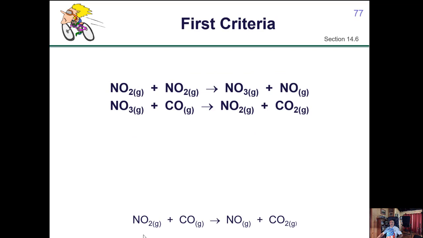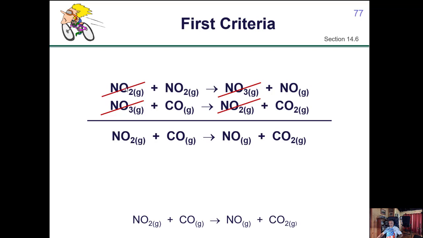Okay, so here we go. We're going to do the first criteria. Here is the balanced reaction. Here's your proposed mechanism. Now, the first thing to do is to cancel the intermediates, and we can do that. Nitrogen trioxide is an intermediate. It's formed in an earlier step, used up in a second step. We can also cancel one of the NO2s because it appears on the reactant side in an earlier step and a product side in a subsequent step.